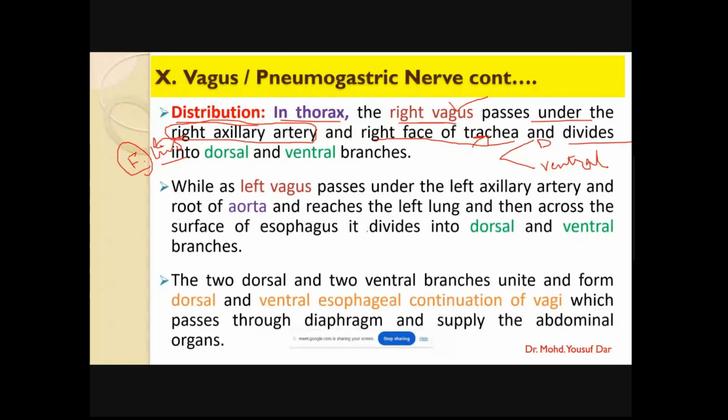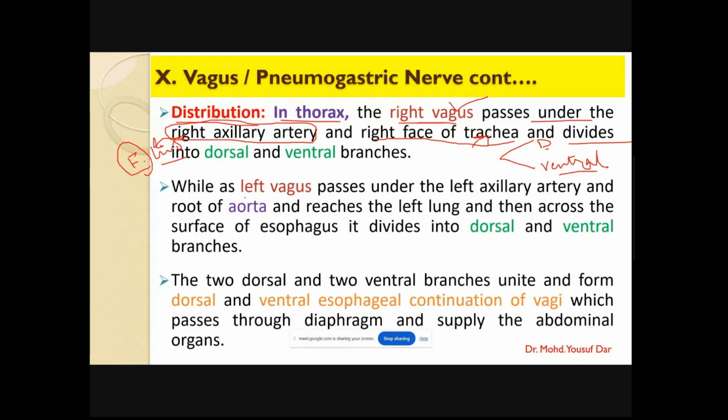Right vagus runs under the right axillary artery and then along the right side of the trachea. Then this vagus nerve divides into dorsal and ventral branches.